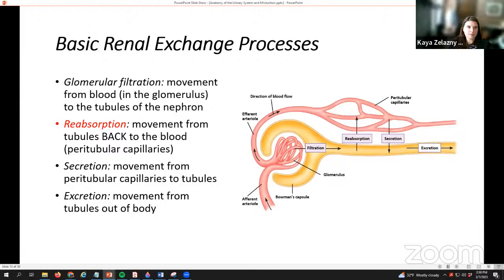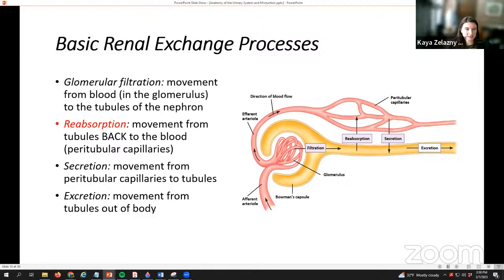Before we talk about the segments of the nephron, I want to get a little basic terminology first, so that as we walk through the different pieces, you can start to layer on what processes we're going to be thinking about in those regions. Okay. So we've talked about filtration before, like when we were talking about net filtration pressures, when we were talking about our cardiovascular system, and specifically about our capillaries.